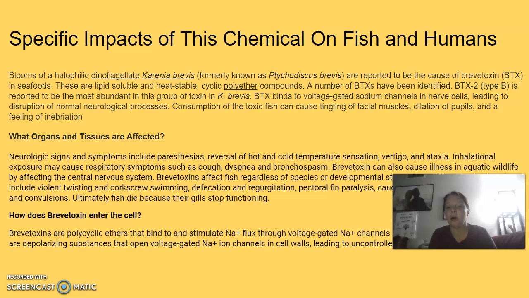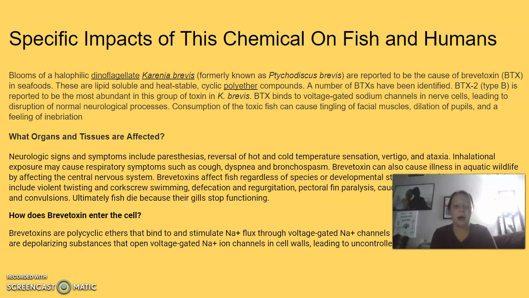The brevetoxin can also cause illness in aquatic wildlife by affecting the central nervous system. Brevetoxins affect fish regardless of the species or developmental stage. Signs of intoxication in fish include violent twisting and corkscrew swimming, defecation and regurgitation, pectoral fin paralysis, caudal fin curvature, loss of equilibrium, and convulsions. Ultimately, fish die because of their gills. They just stop functioning. How does brevetoxin enter the cell?